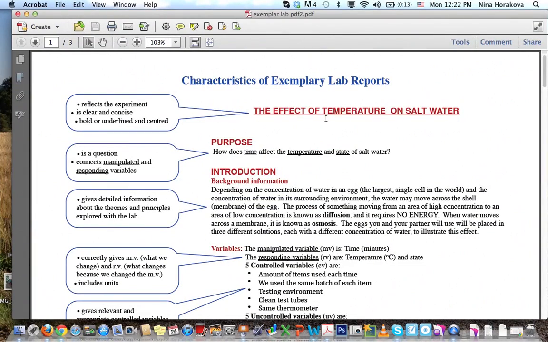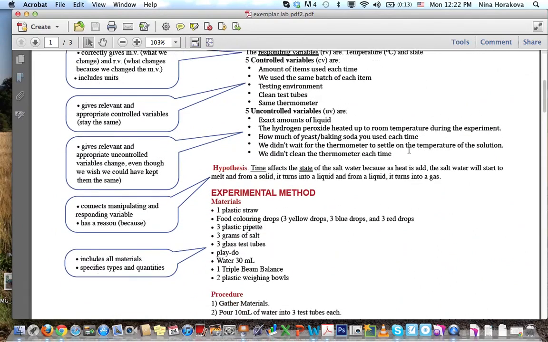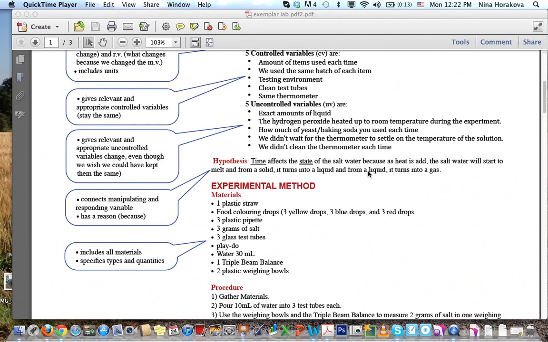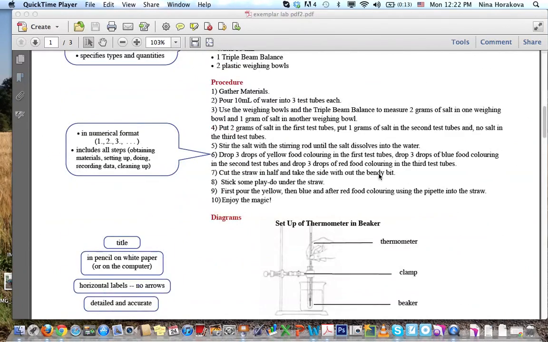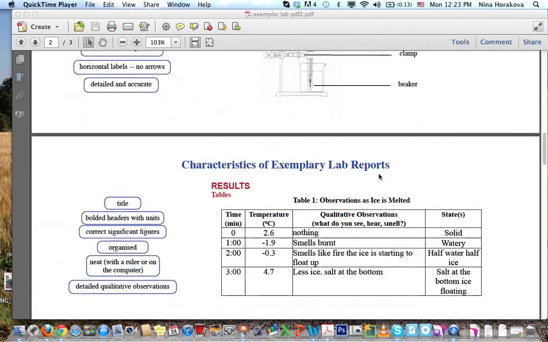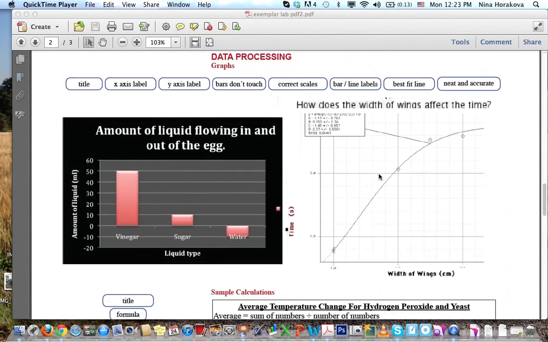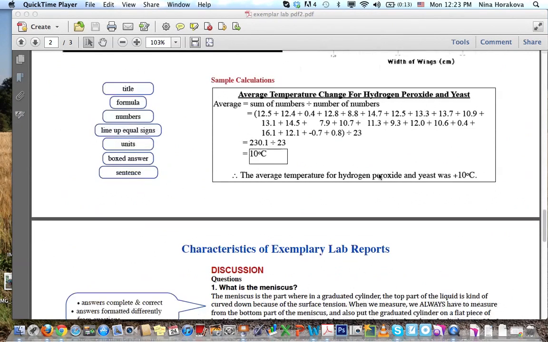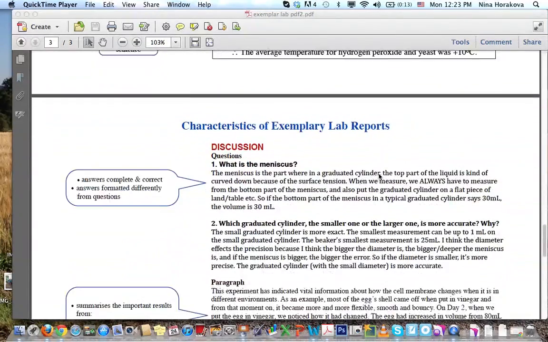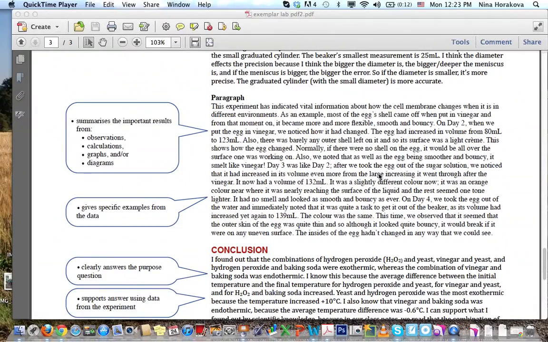So ideally, your report should look something like this. A title which reflects the experiment, a clear purpose in the form of a question, an introduction which states your previous knowledge of the subject matter, states your variables and your hypothesis, a list of all equipment you used and the procedure you followed, results organized in tables and drawings, analysis of your results in graphs, and a discussion part where you answer your questions. And finally, the conclusion, summarizing your experiment.